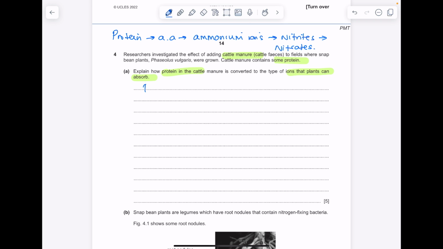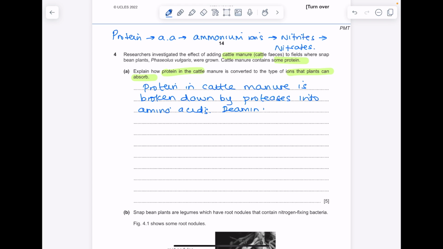roots. So protein in cattle manure. Name the enzyme that does this: it is broken down by proteases into amino acids. Deamination takes place, which produces ammonium ions.